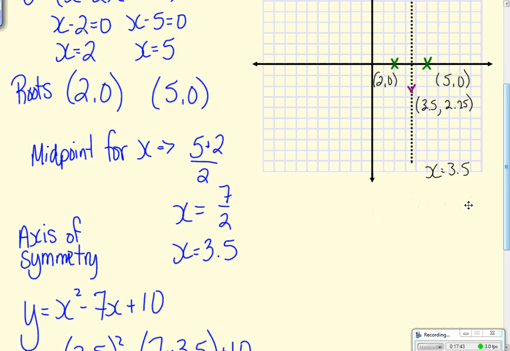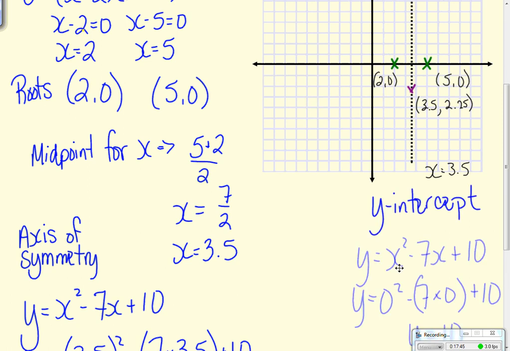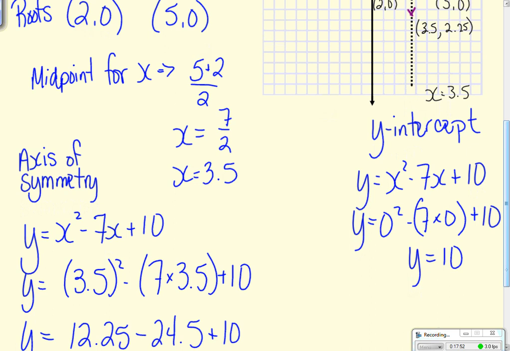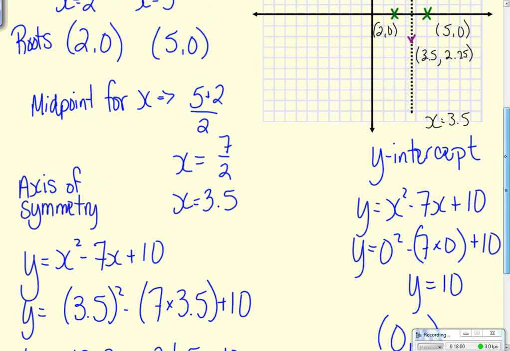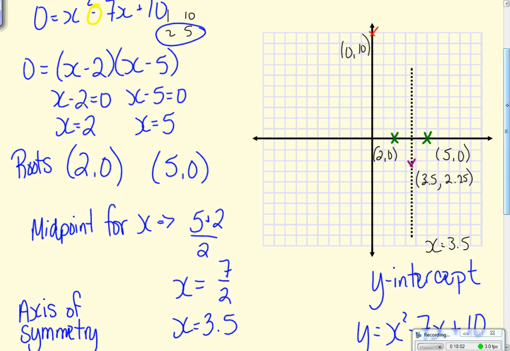And then we just need our y-intercept. So we're going to say y equals x squared minus 7x plus 10. We substitute a 0 in, so we get 0 squared minus 7 times 0 plus 10, so y equals 10. So our y-intercept is 0, 10. And all we need to do then is just join them together with a line. And that is our parabola.